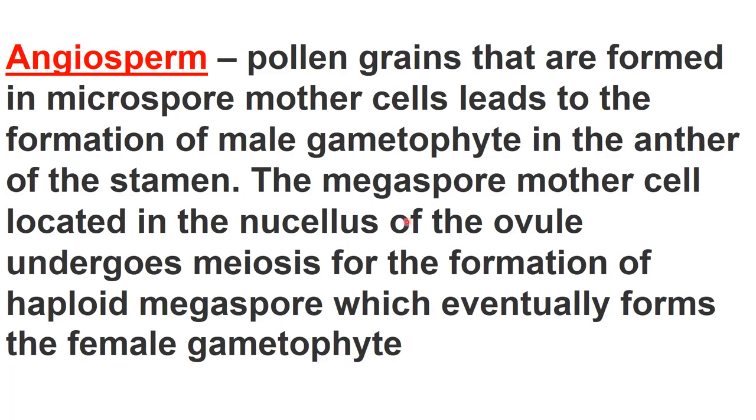Now in the case of angiosperms, pollen grains that are formed from microspore mother cells lead to the formation of the male gametophyte in the anther of the stamen. You know about the stamen, the male reproductive organ present in the flower, right? Now the anther is present there, and inside the anther the microsporangium is present, in which microspore mother cells are present, and these microspore mother cells undergo meiosis division to form the pollen grains.